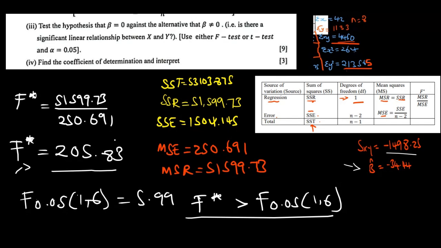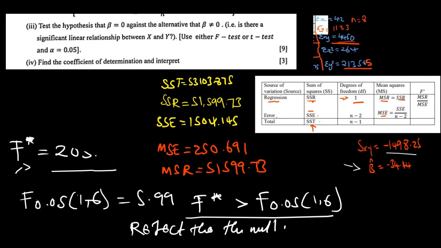Alright, so it means we are going to reject the null hypothesis and conclude that there is a significant linear relationship between the x and the y. Alright, so we are done with that one. Let's calculate the last one.